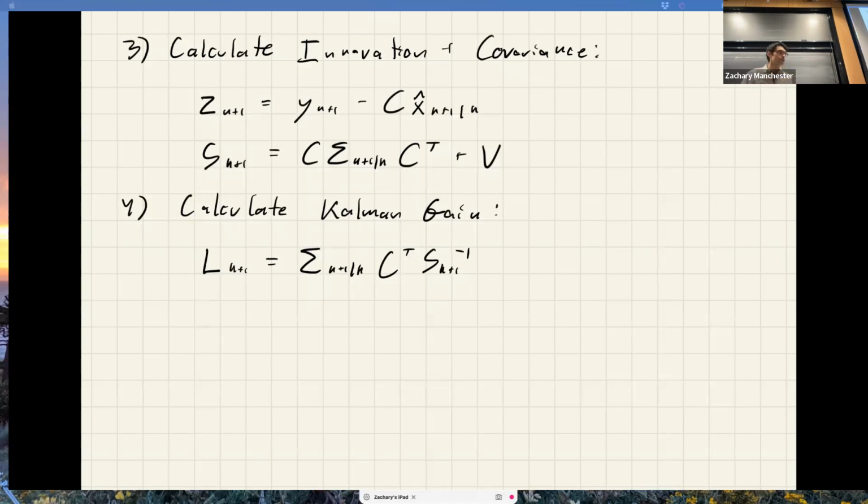If the system is totally not observable, this won't fall apart mathematically. You can still do these calculations, but what will happen in the unobservable case is your covariance will be unbounded. The covariance will just grow over time and blow up on you.